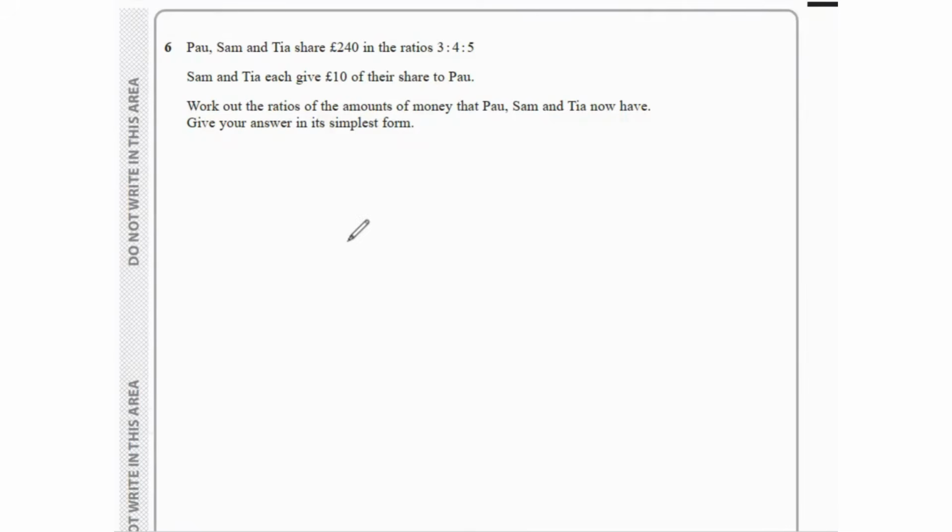So first, let's find the initial amounts. For Paul, it's going to be 3/12 times 240. For the 12, we added 3, 4 and 5, which is equal to 12. Whenever we're creating a fraction from a ratio, you add up all of the quantities in the ratio. That becomes the denominator of the fraction, and the numerator is the thing we're talking about. So if we talk about Paul, then that's going to be 3.